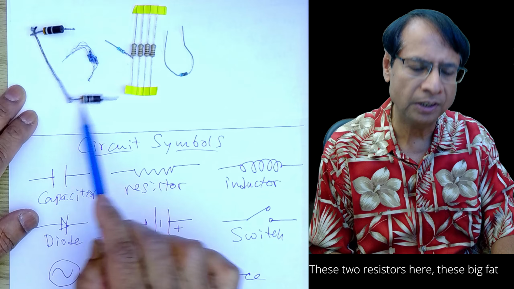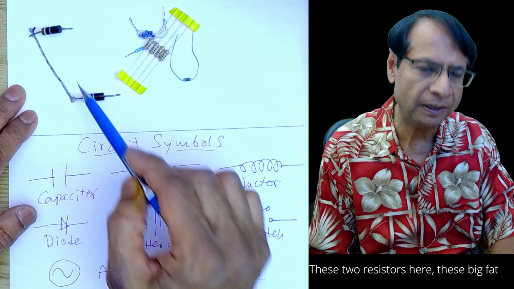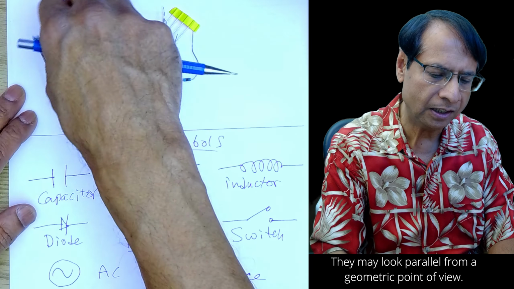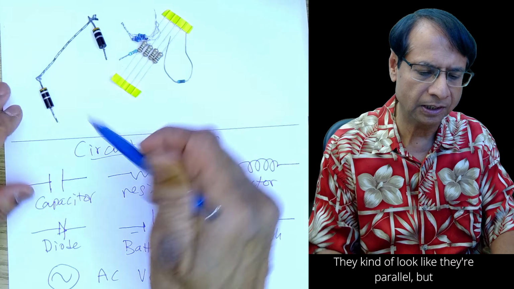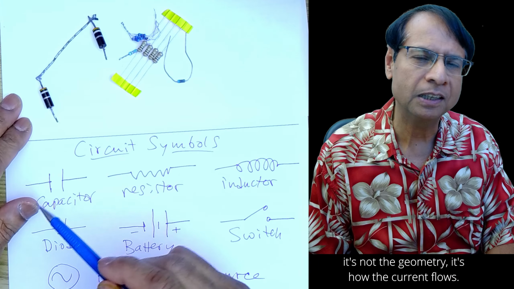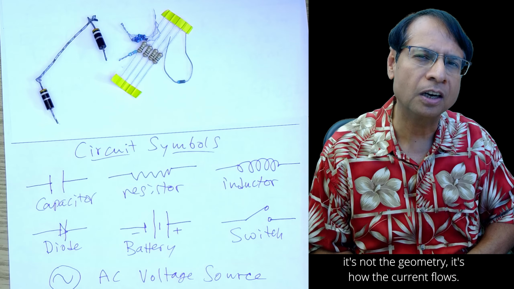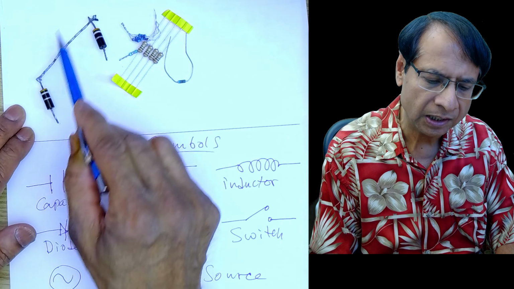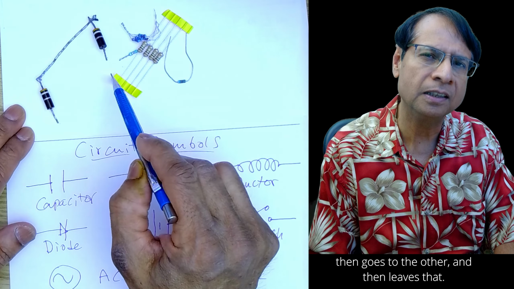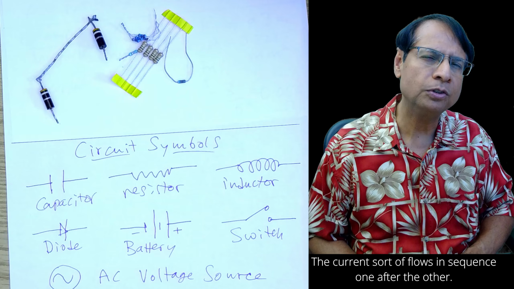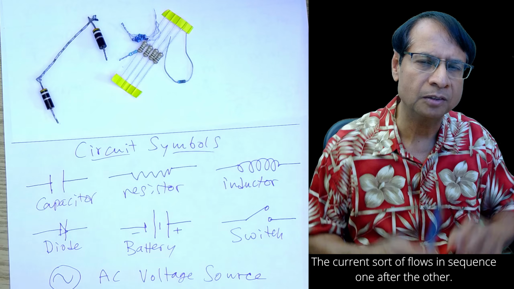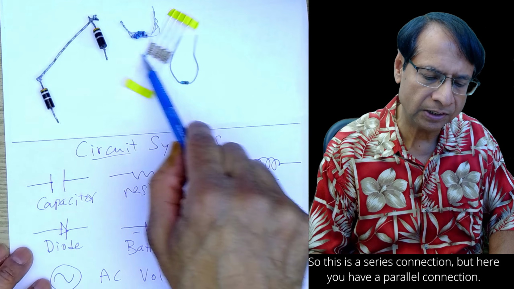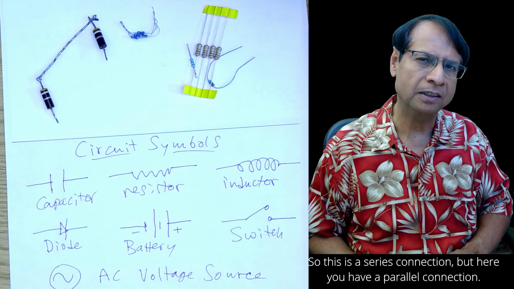These two resistors here, these big fat ones, are connected in series. They may look parallel from a geometric point of view, but it's not the geometry, it's how the current flows. The electrical current goes through one, leaves it, then goes to the other, and then leaves that. The current flows in sequence one after the other. It's like having cars in a train, basically. So this is a series connection, but here you have a parallel connection.